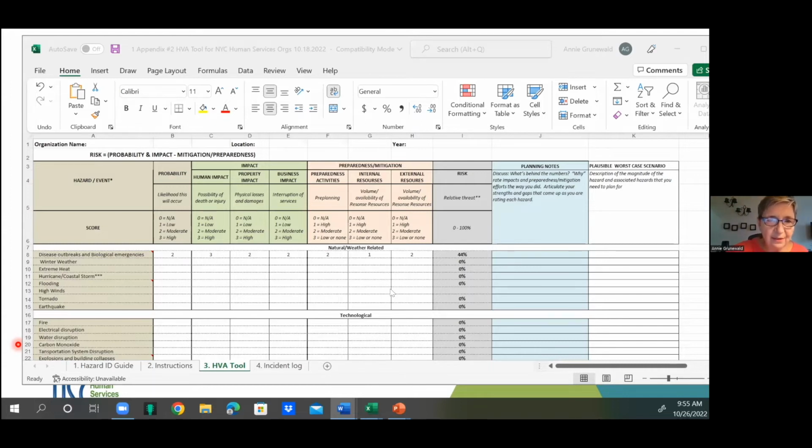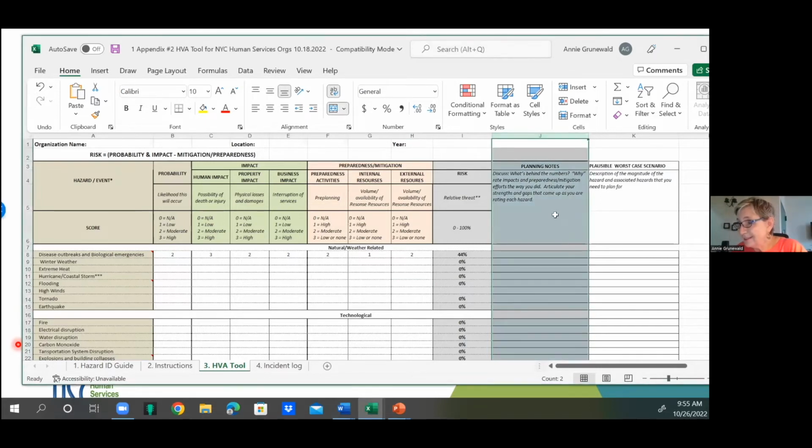What do I consider the most important column here? Is this one. Planning notes. And I'm going to read this. I usually don't read my slides, but what does this say? It says, while you're doing this process, you're discussing what's behind the numbers, right? Why am I rating this particular impact or preparedness measure the way I am? What are our strengths in this area and what are our gaps?